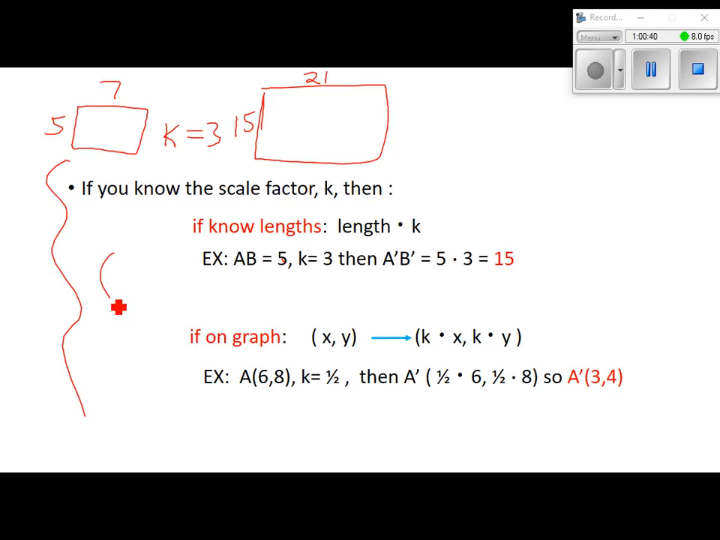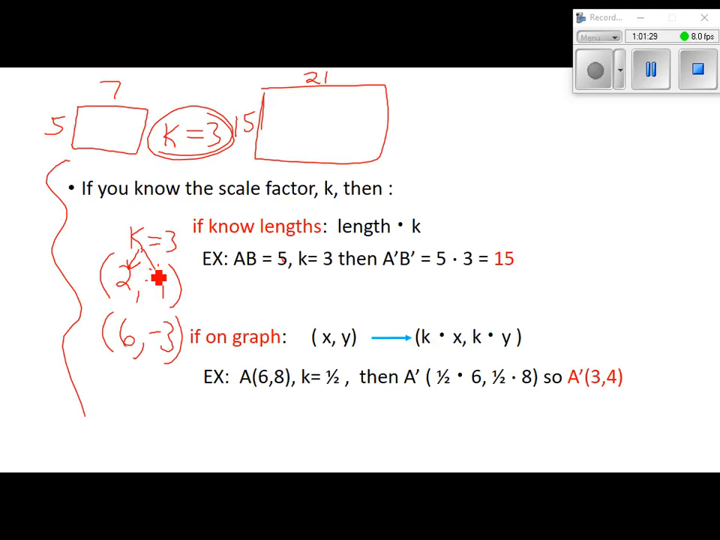If you're on a graph and you're given points, so maybe I had a point like 2, -1. All you're going to do is take that scale factor. If it's a scale factor of 3, we multiply this x by 3, we multiply that y by 3. What's our new x coordinate going to be? 6. What's our new y going to be? All you do is take k times this, k times that, and find the new points.